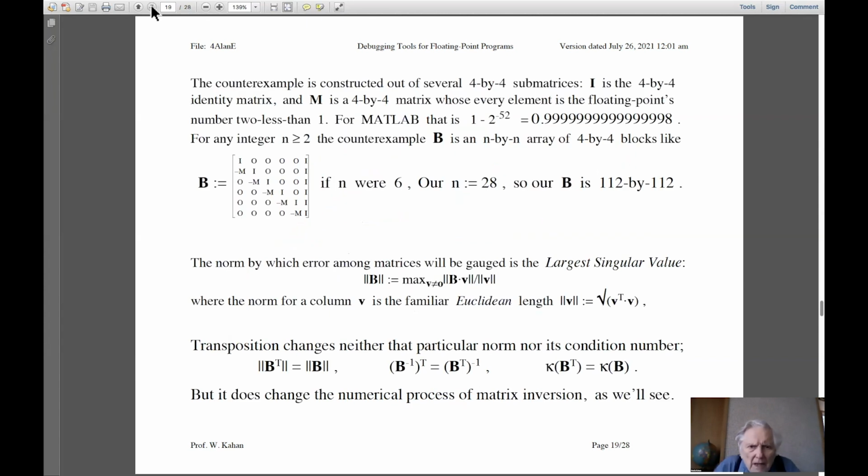Now, here is a family of matrices that are built up out of 4x4 blocks. The identity matrix that you can see in the diagonal and on the last column, that's a 4x4 identity matrix. And the matrix M that you can see just under the diagonal, that's a 4x4 matrix, all of whose elements are the same. Their values are just 2 units in the last place less than 1.